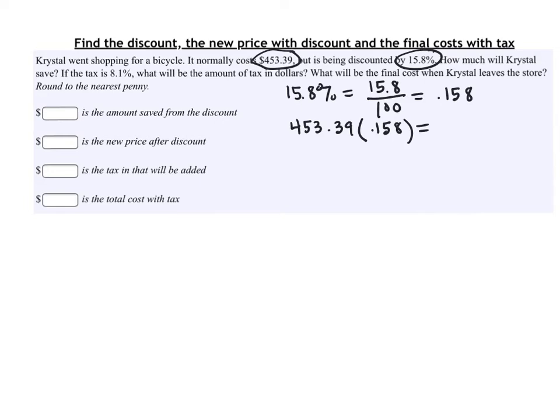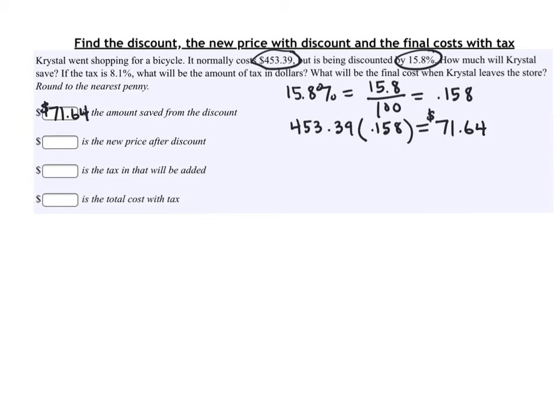The calculator says $71 and it's 0.635. Now since this number is 5 or bigger, we go up. So that's going to make the 3 a 4. This is how much we're going to save from the discount, $71.64.